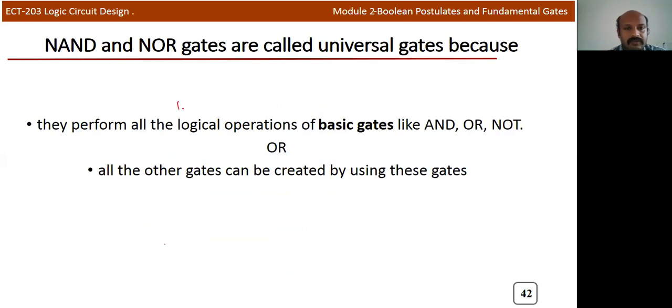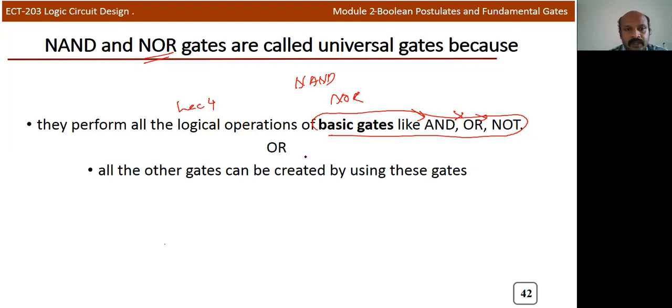And just like we explained in lecture 4, the NOR gate is also used as a universal gate. Why are these gates called universal gates? Because by using this gate, I can implement the logical functions AND, OR, and NOT. So by using NOR gate, or by using NAND, I can implement AND, OR, NOT functions. So both these gates are known as universal gates. AND, OR, NOT gates are known as basic gates. By using NAND and NOR operations or gates, I can implement AND, OR, NOT. So that's why they are known as universal gates.